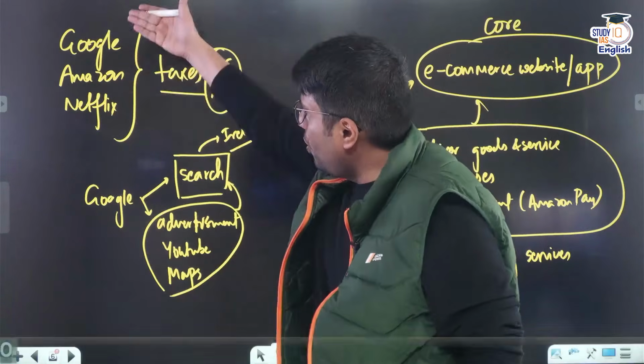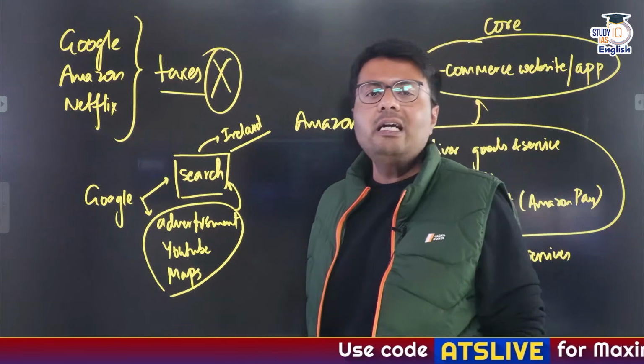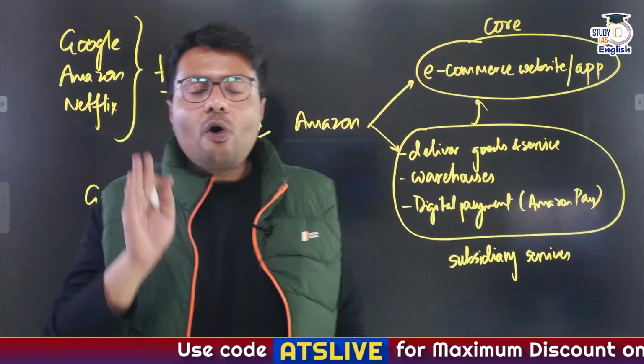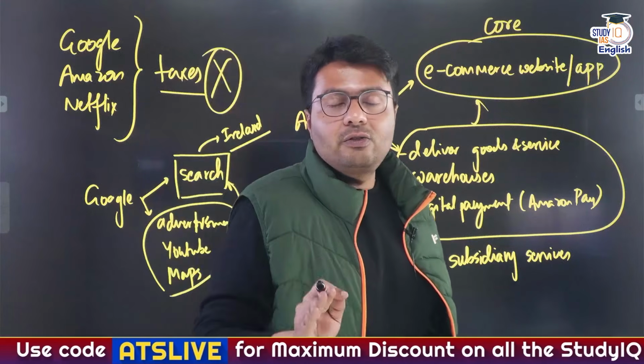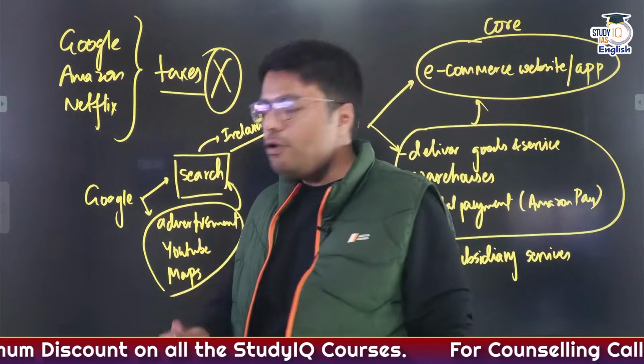Now India, although it has operations of these many companies, was not collecting taxes from them, and it led to the loss of thousands of crores of taxes which the Indian government could have made. So the Indian government came up with a solution.